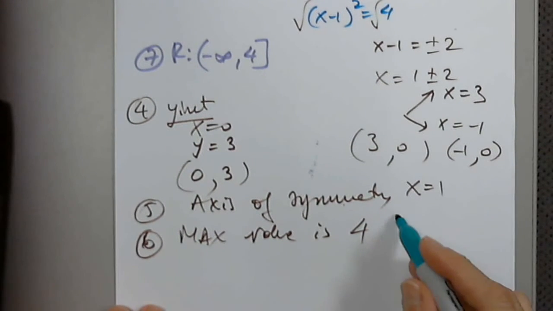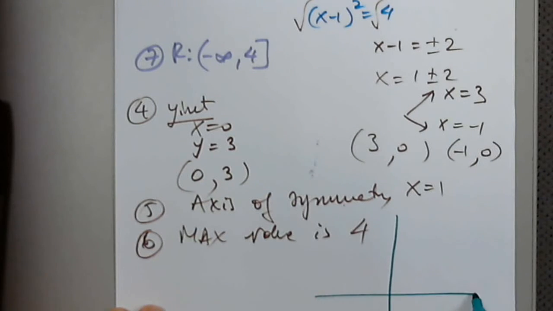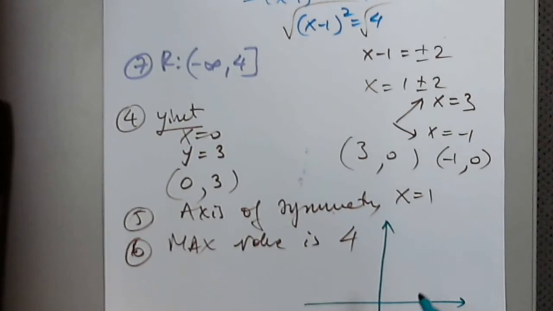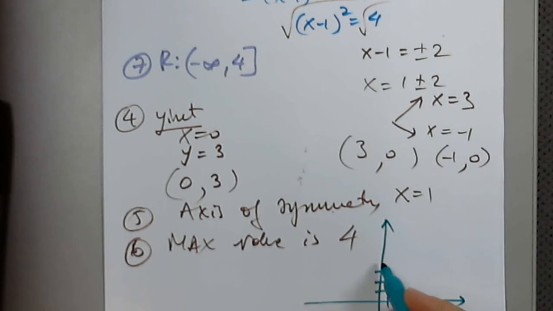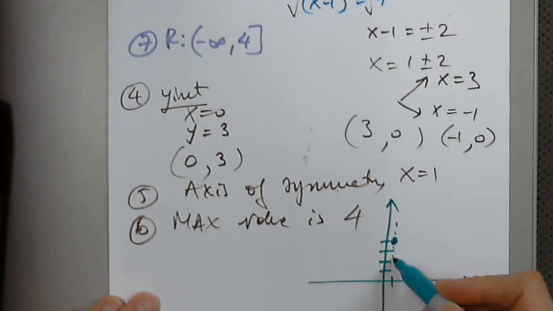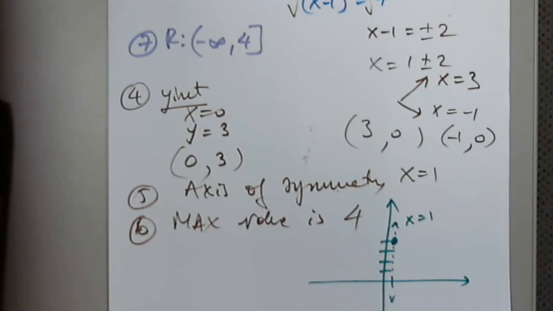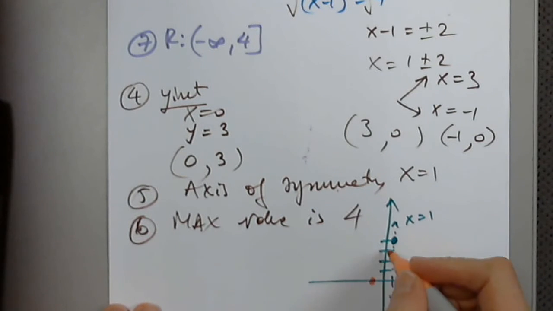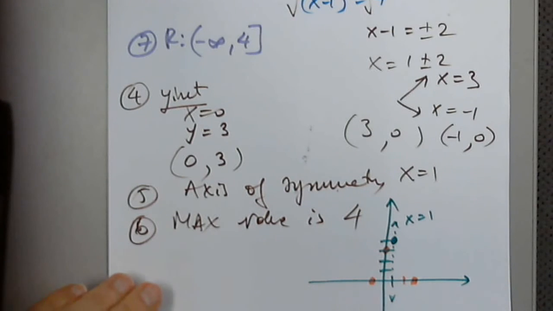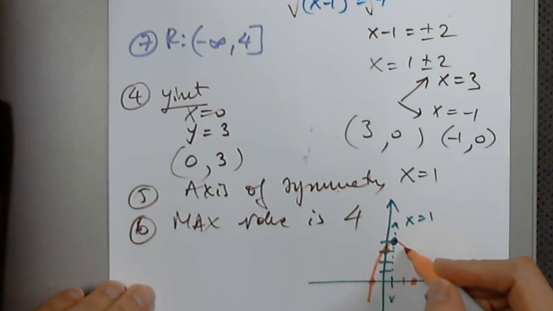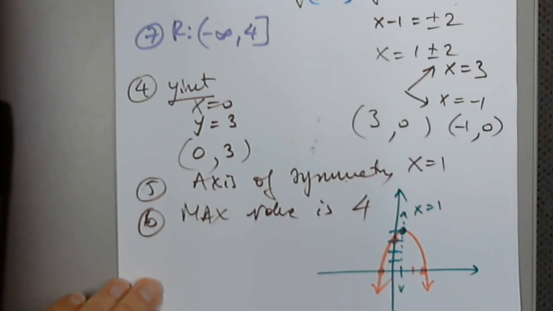Yes? Okay, so let's do that. I start with the vertex (1, 4). I continue with the axis of symmetry in the hope that I will be able to keep the graph in shape. And then 3 and -1, the x-intercepts, and then the y-intercept (0, 3). This is a much nicer graph and easier than the previous one. Everything is as we expected, the range between negative infinity and 4, and so on and so forth.